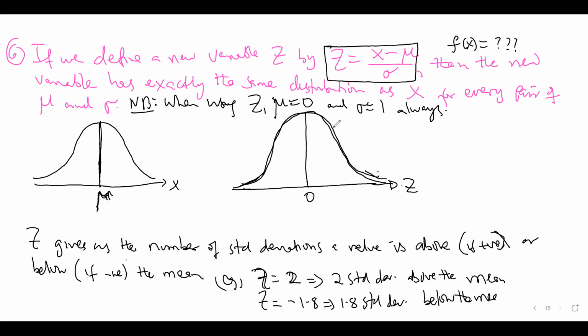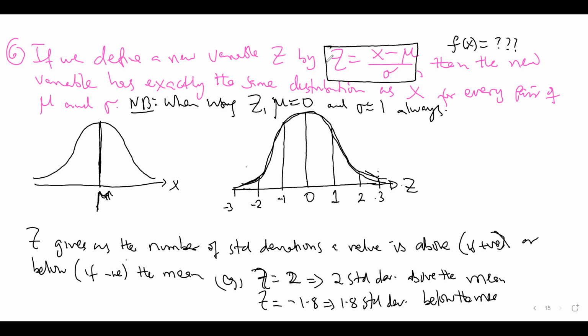So for example, you can have 1 standard deviation above the mean, 2 standard deviations above the mean, 3 standard deviations above the mean. Then in a similar way, you can have 1 standard deviation below the mean, 2 standard deviations below the mean, and you can also have 3 standard deviations below the mean.